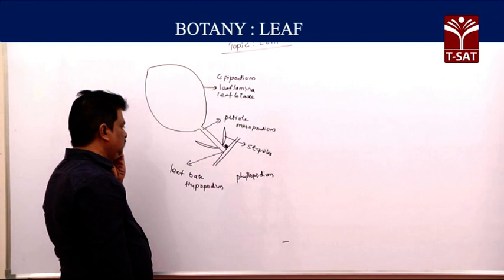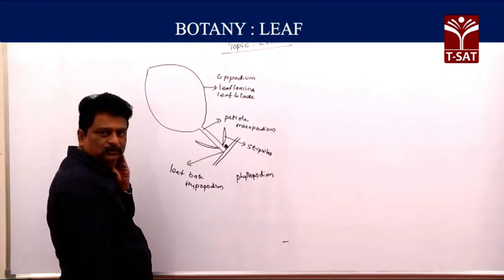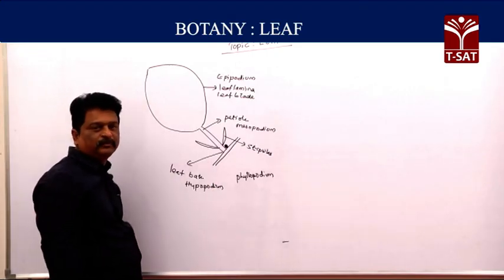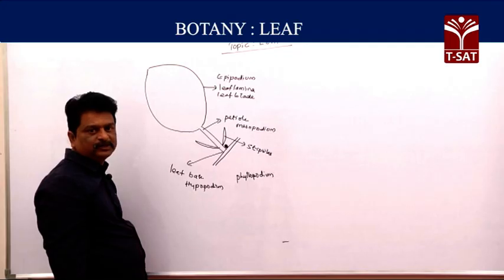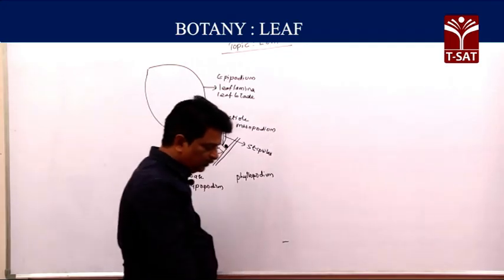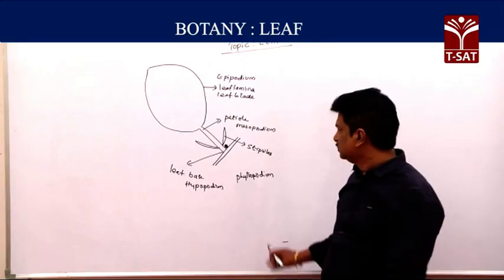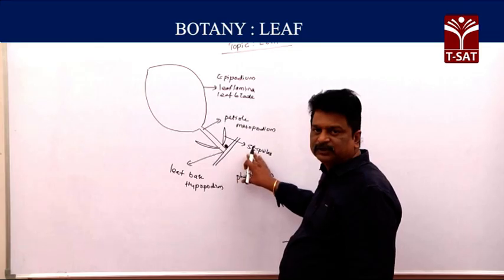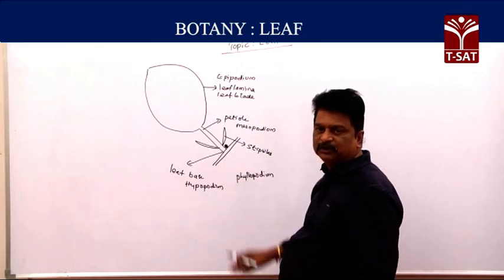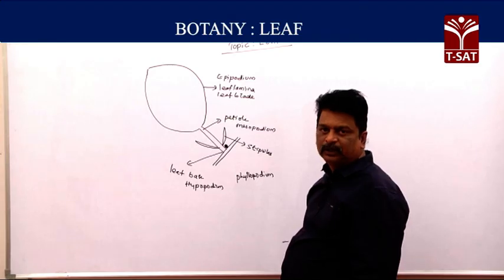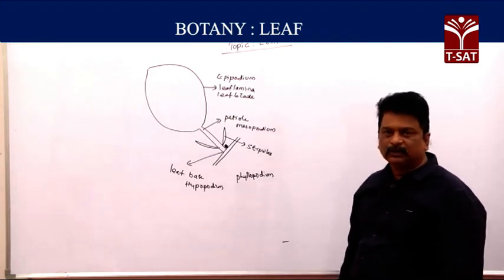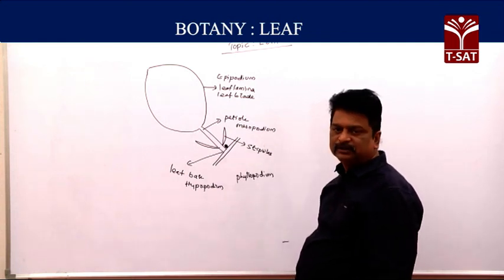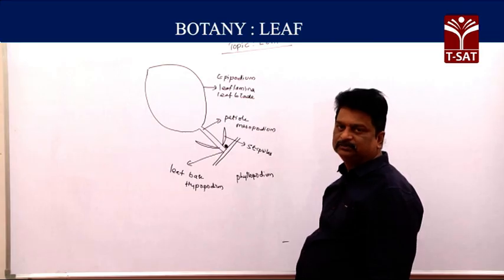Then in monocots, generally stipules are absent. In monocots, the leaf base expands and forms a sheath. That sheath is called sheathing leaf base. Example for sheathing leaf base: the best example is banana. In banana, the aerial stem is actually false. That aerial stem is formed by the encircling sheathing leaf base. It is called a pseudostem.